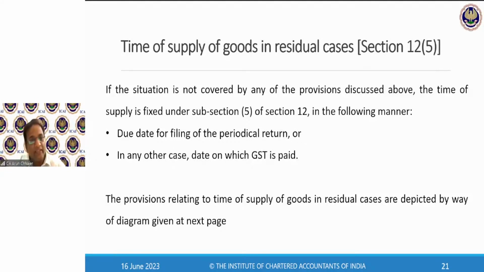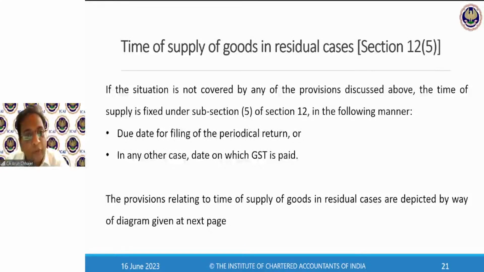And what is the example of any other case? Let's say composite dealers. Are they required to file any return in the year? No, they are not required to file any periodic return. The periodic return is not applicable to the composite dealer. They have to file the return only after the end of the year, GSTR-4.